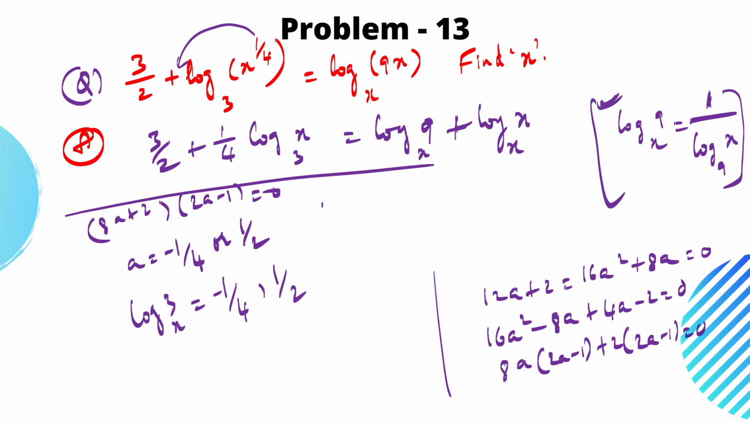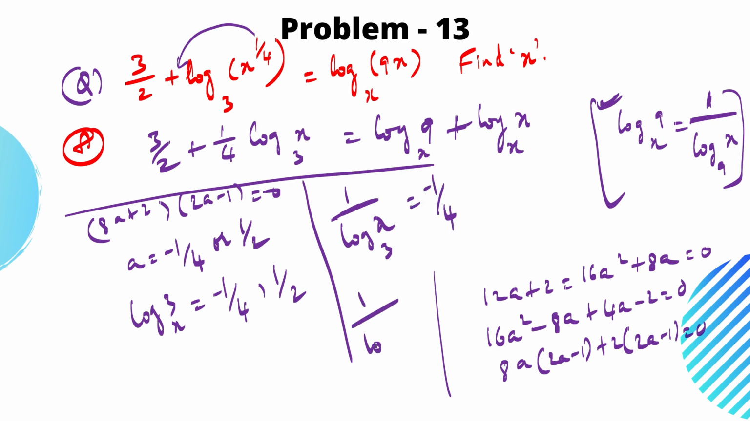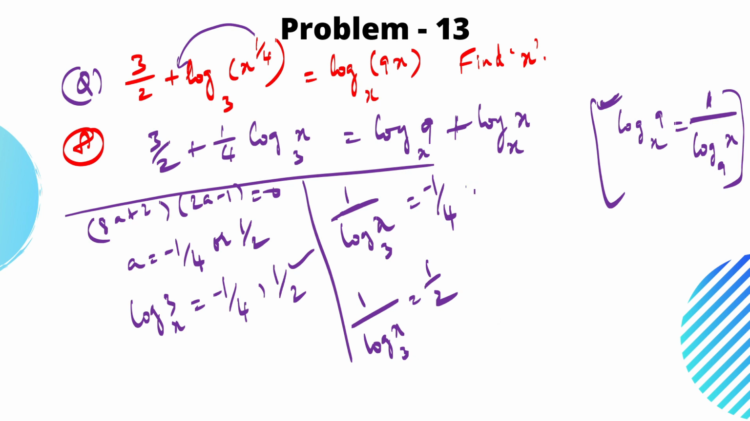Let us use this formula again, the property. We can write log 3 to the base x as 1 by log x to the base 3, just by inverting this. So 1 by log x to the base 3 is equal to 1 by 4. In the second case, we have 1 by log x to the base 3 as 1 by 2. Let me erase this.